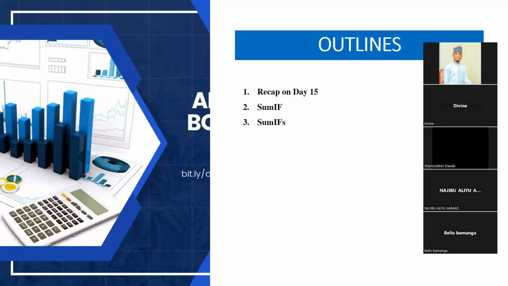Now, these functions are used to sum, that is to put the addition of a particular criteria within a range of data. Like the example I'm going to give you, if we are using SUMIF, we are using only one criteria. But if you use SUMIFS with S at the end, we are using two or more criteria in order for us to get the total of it.